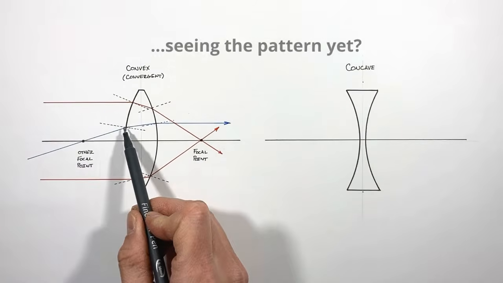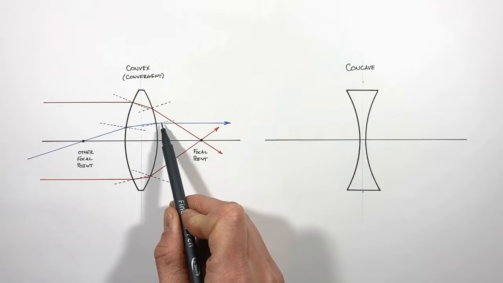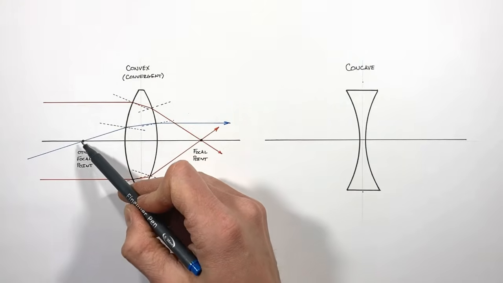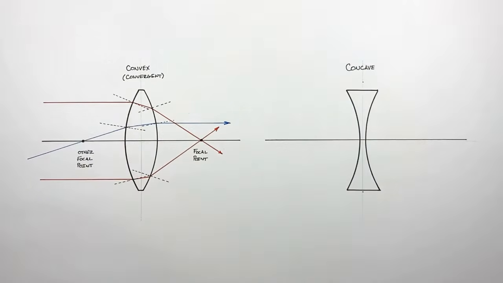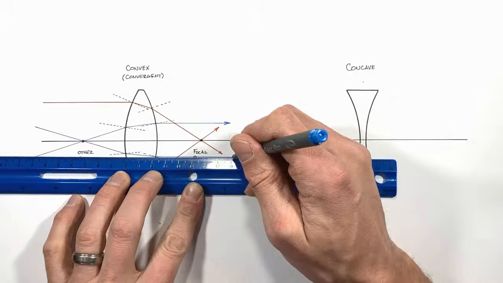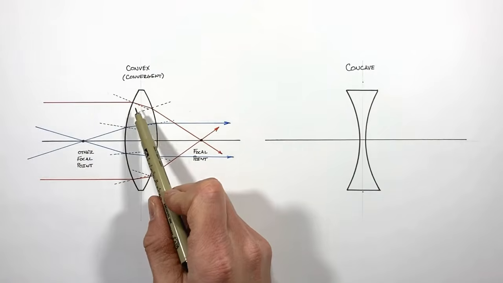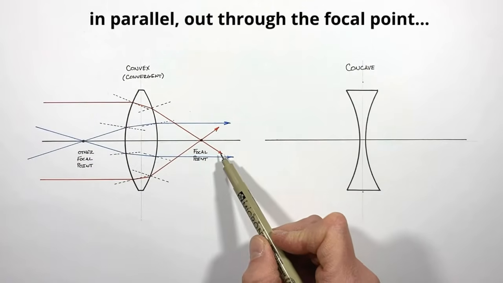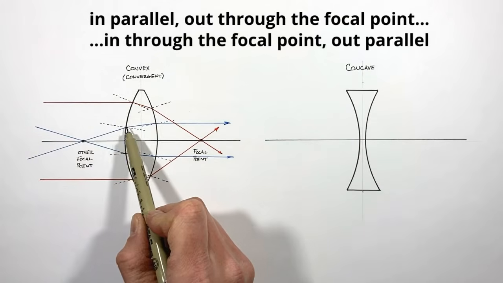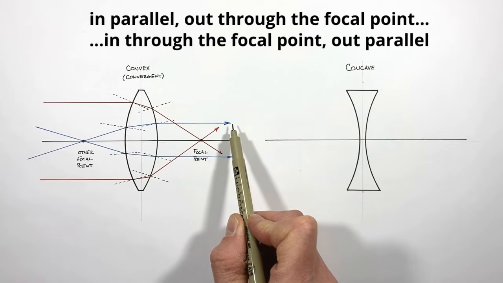And so this ray which strikes the lens having passed through this focal point is going to refract and travel out of the lens parallel to the primary axis. And this is true of any ray which passes through this focal point. So with a convex lens, any ray which travels into the lens parallel to the primary axis is going to pass through this far focal point, and any ray which passes through this focal point on its way to the lens is going to pass out of the lens traveling parallel to the primary axis.